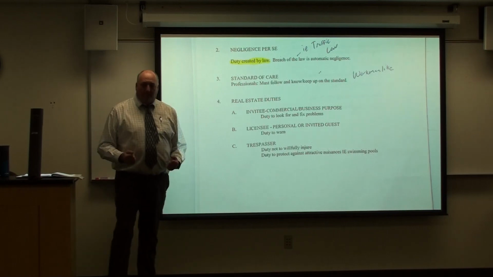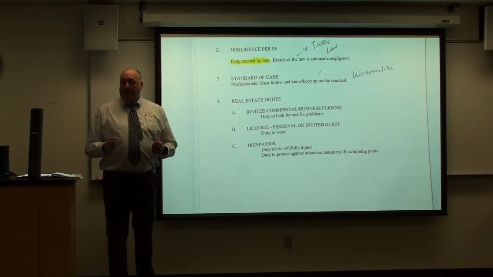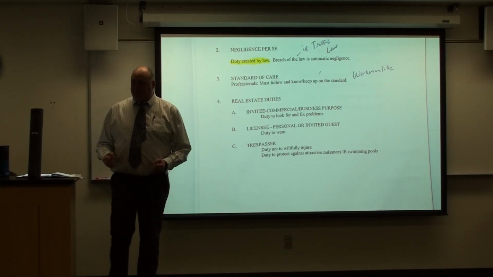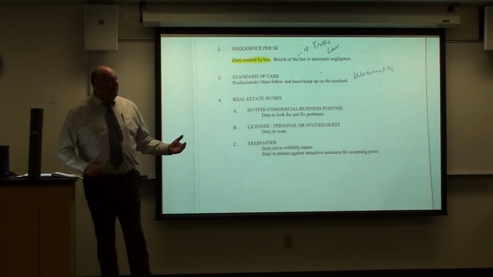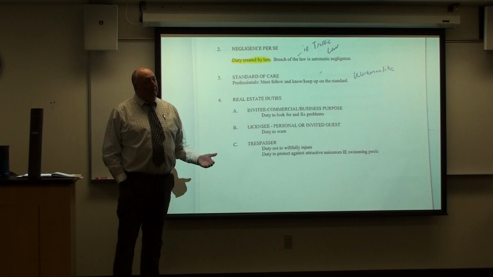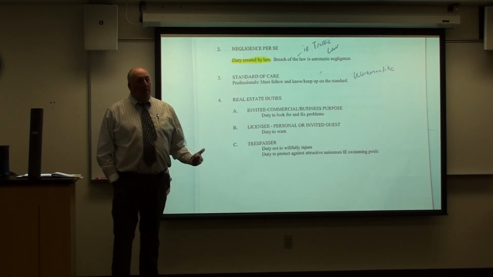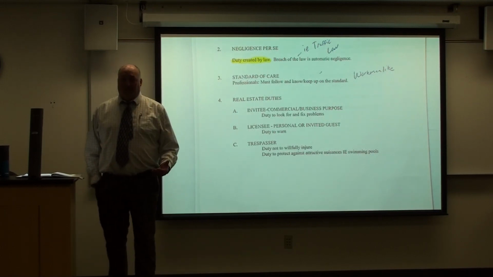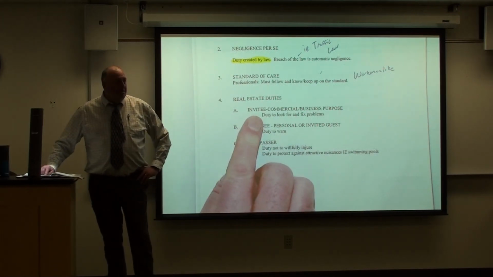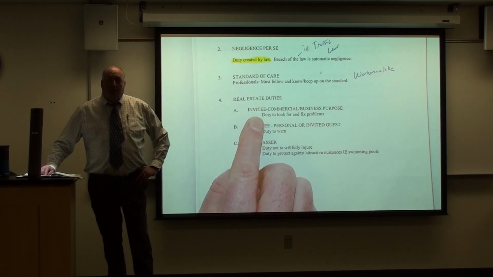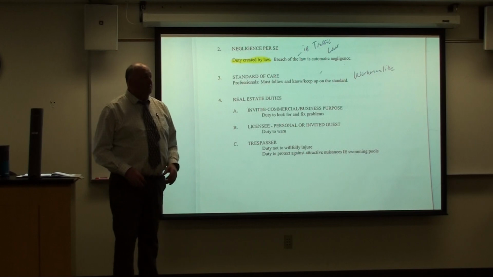Somebody comes on your property and they get hurt, and then they sue you for negligence. So what we're going to first look at is, what was your duty that you owed to them? Basically we have 3 levels. The highest level is people that come onto your property for a commercial purpose, a business purpose. We call those people invitees. You are basically inviting people, you're open to the public, to come on your property for a business reason.